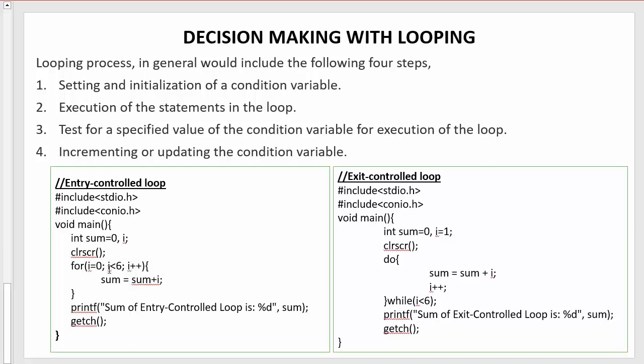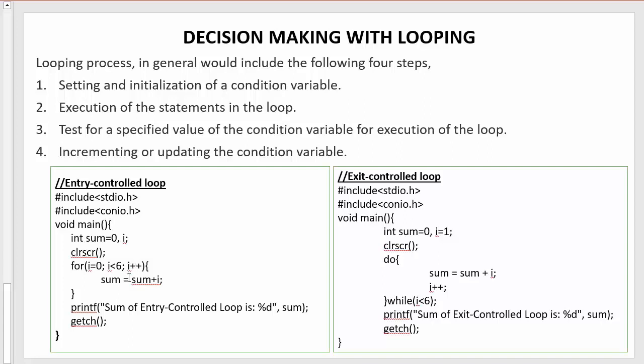Now the I value is 0, 0 is less than 6, is the condition true? Then control comes inside the for loop to perform this statement: sum equals sum plus I. Sum value is 0 initially, so 0 plus I value 0 is 0, and now sum becomes 0. Then control will come to this incrementing or updating part. Now I plus plus, that means earlier I was 0, now after incrementing I becomes 1.